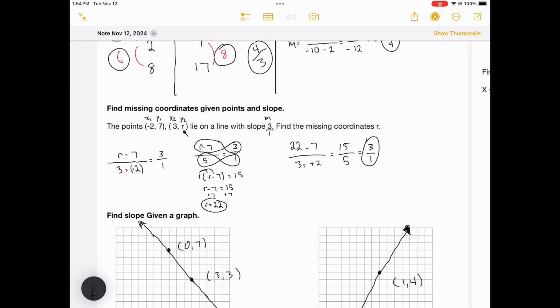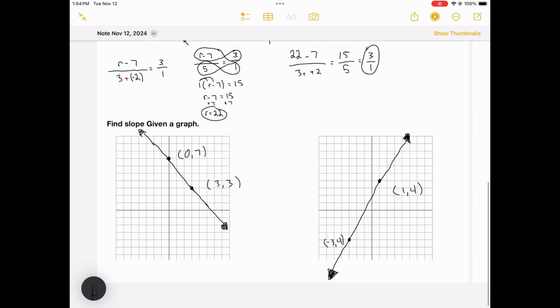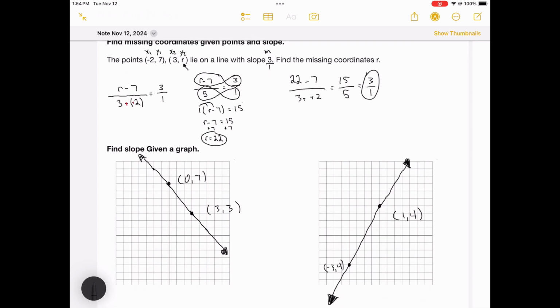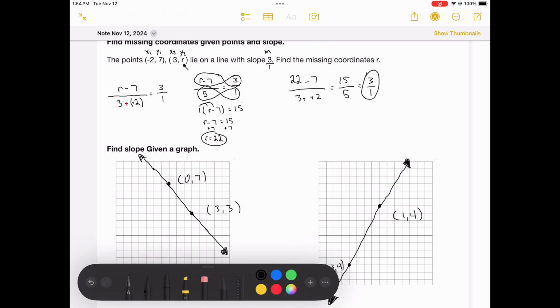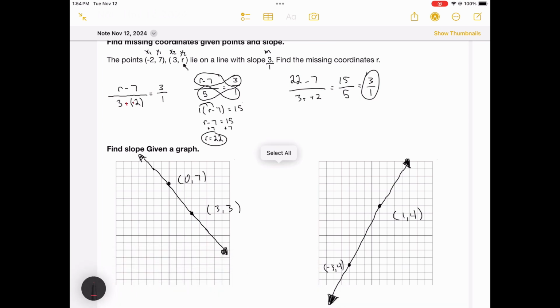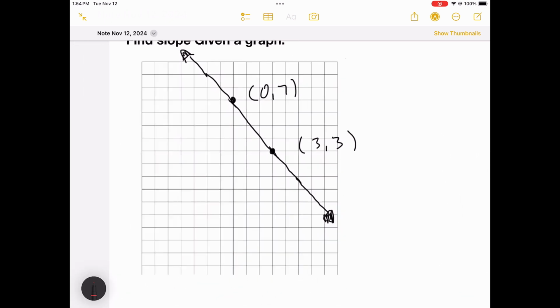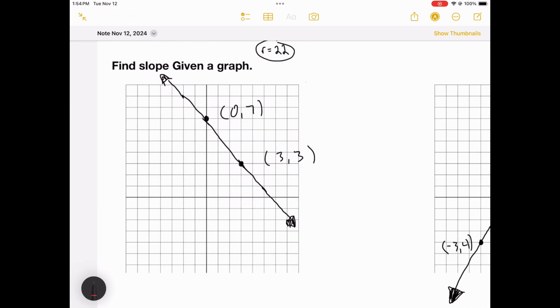All right, for the next one, it's going to want you to find the slope given the graph. Guys, you've done this before. We've touched on it last unit, but this time we're actually going to do it. So let's consider this first graph. Go ahead and mark your graph as needed. I have a line that goes through 0, 7, which is right here, and then I have 3, 3 right here. And what we're going to do is find the slope.